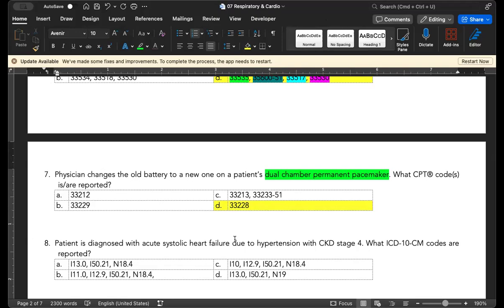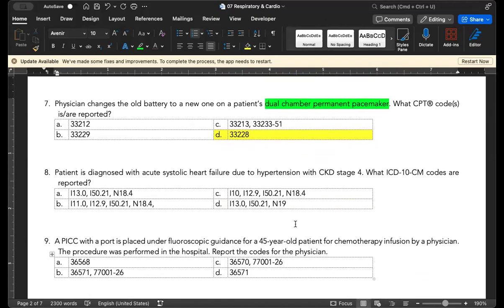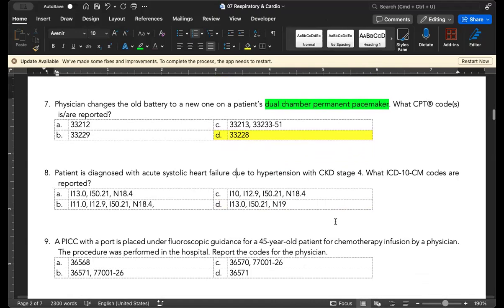Okay. The next one is an ICD-10 scenario, and this is one that you'll see quite often. You might even see something very similar to this on the exam. We have a patient diagnosed with acute systolic heart failure due to hypertension with chronic kidney disease stage 4. There's a big guideline that we should follow with this one. Does anybody know what big guideline I'm talking about?